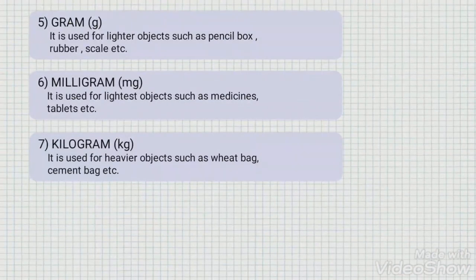Next, point number 7, kilogram. It is used for heavier objects such as wheat bag, cement bag, etc. When we talk about very heavy objects, for measuring them we use the weight unit as kilogram.